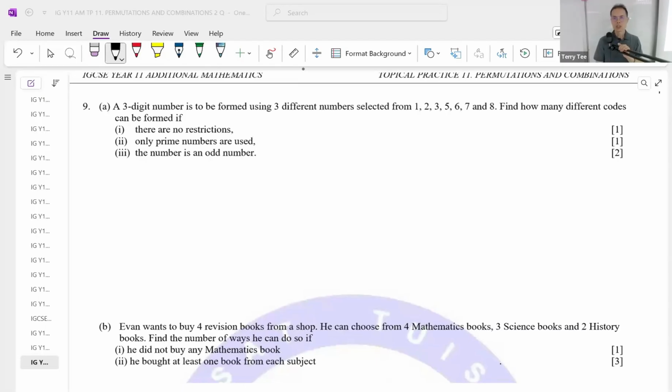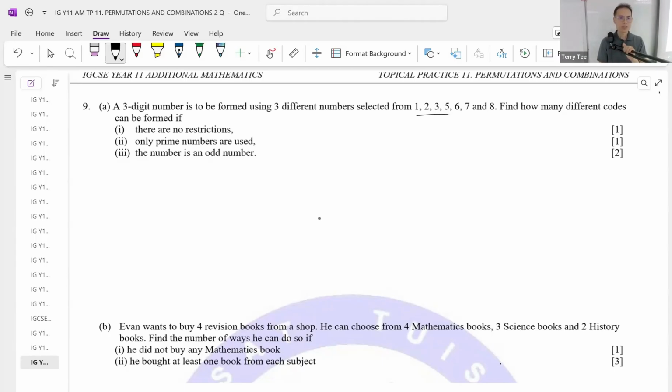Question number 9. A 3-digit number is to be formed using 3 different numbers selected from 1 to 8. 1, 2, 3, 4. No 4. No, 4 to 8. There's 7 digits here. Yeah, 7 digits. Okay, how many codes can be formed? Or how many numbers can be formed?